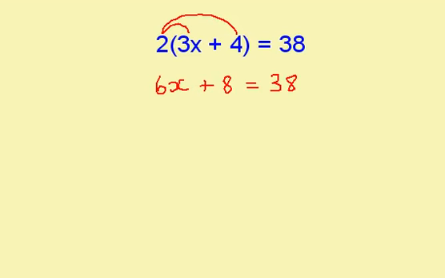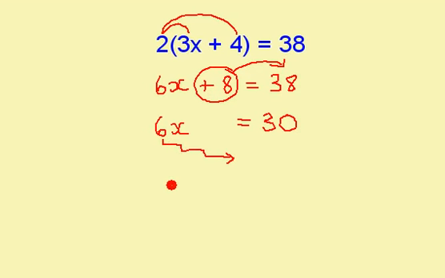I've now got a question that looks like the ones we've just been doing. We've got a float and ping, and we've got an escalator. So, float and ping the plus 8, it becomes minus 8. So I've got 6x equals 38 minus 8 will give me 30. Then escalator, the 6 goes down the escalator, so I've got x equals 30 divided by 6, which gives me 5.